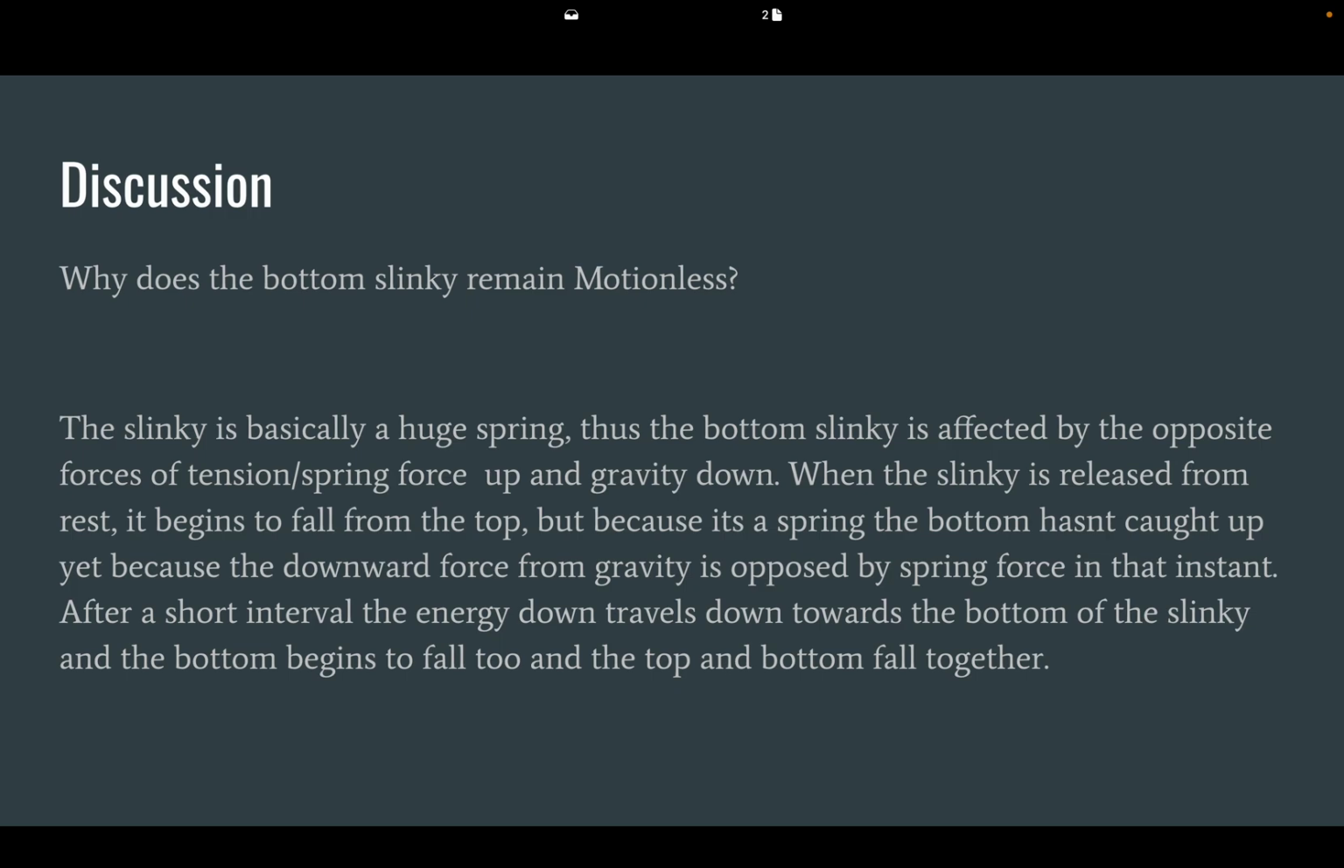When the slinky is released from rest, it begins to fall from the top, but because it's a spring, the bottom hasn't caught up yet, and this is because the downward force from gravity is opposed by spring force in that instance. After a short interval, the energy travels down to the bottom of the slinky, and then the entire slinky begins to fall as a unit.